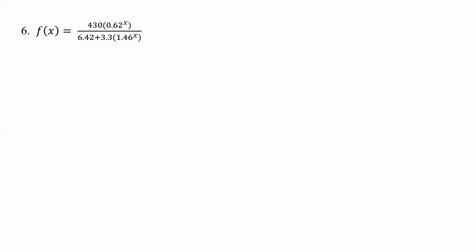Okay, so that's an exponential times just a constant, so I would keep that together. And then that's going to be our other part. Now I'm going to rewrite that as 430 times 0.62 to the x times 6.42 plus 3.3 times 1.46 to the x, to the negative 1. That way I can see it a little clearer.